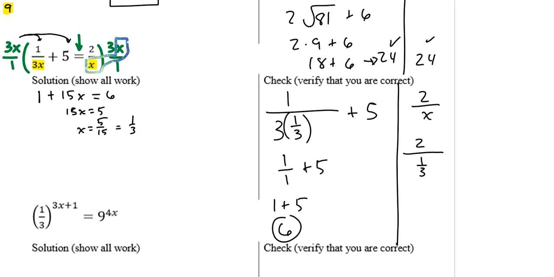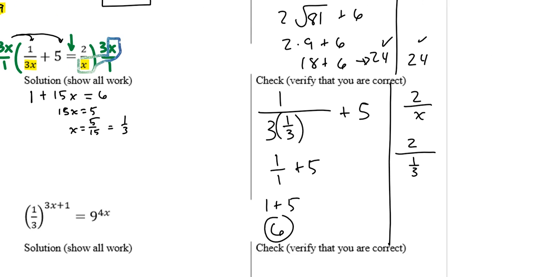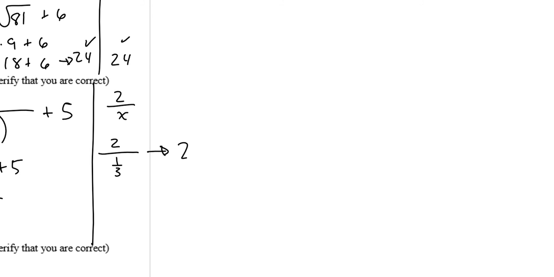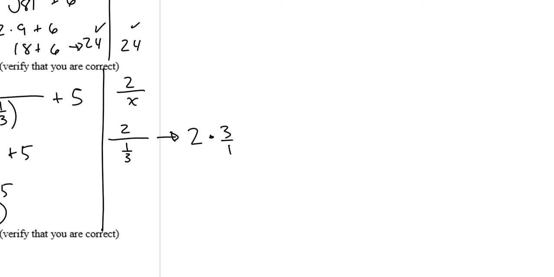So a couple ways I can deal with that, right? I can just, you've probably seen this. This is equivalent to 2 times 3 over 1. But if you've ever wondered why that is, we know that 1/3 can be written as 3 to the negative 1 power. Okay, so this is equivalent to what I've written below, right? 2 over 1/3 is the same thing as 3 to the negative 1 power.